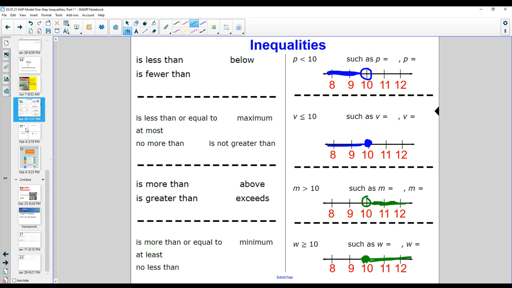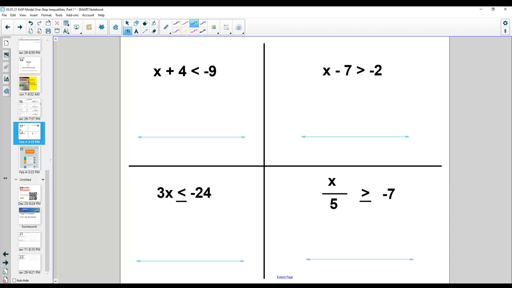So now let's practice some one-step inequalities. What I like telling the kids to do is circle the inequality. So cover the X with your finger or hand. This is the variable. How do I undo adding 4? Subtract 4 on both sides. It's canceled. X is less than -9 minus 4, which is -13.